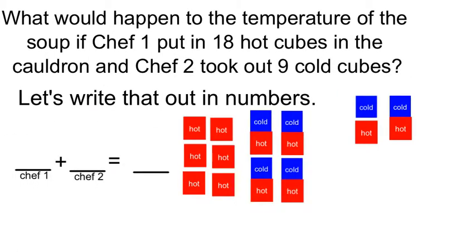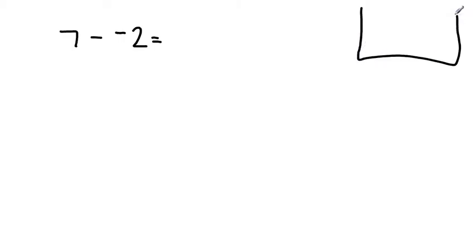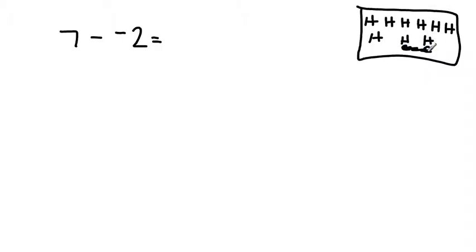I might have to add in a sheet here. And I want you to notice the pattern. If I had 7 minus negative 2, I'm going to go over here to my soup. I had 7 hots, 1, 2, 3, 4, 5, 6, 7. I want to take away 2 colds. I can't until I add them in, so now I can take away 2 colds.